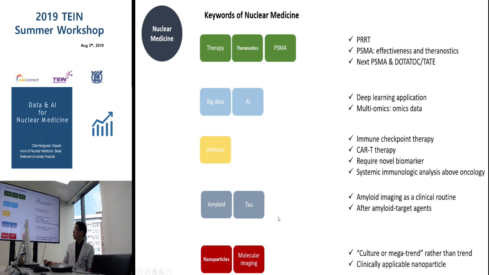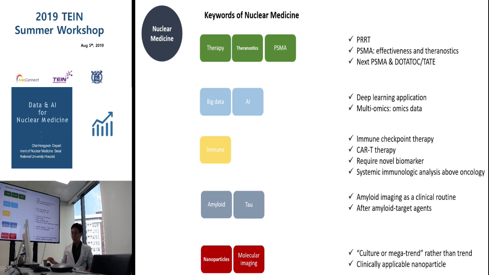And another keyword is immune. It's related to immune checkpoint therapy and other immunotherapy for cancer. So other types of immune therapy such as CAR T therapy are applied to patients, and immunoPET supports these types of immunotherapy. So this is another current trend of nuclear medicine.